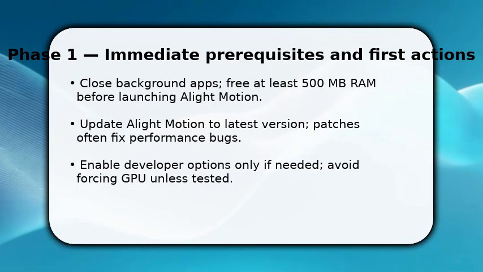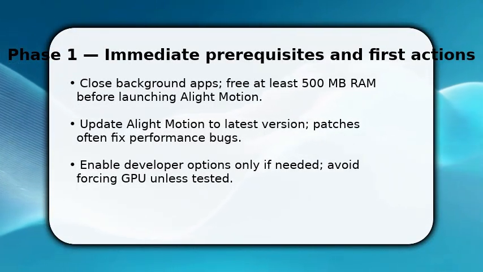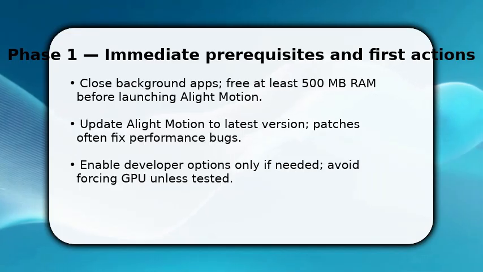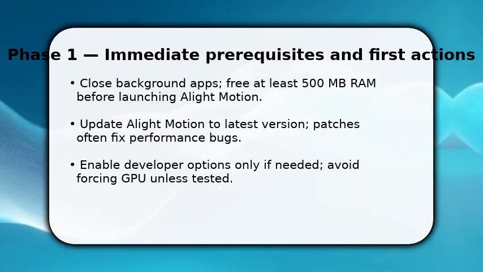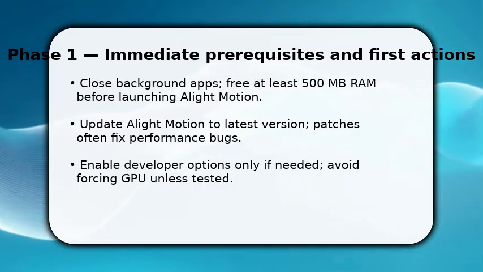You start by preparing the device and app. Close heavy background apps and free at least 500 MB of RAM because Alight Motion needs headroom to render smoothly. Once done, update Alight Motion to the latest release. Developers fix performance bottlenecks regularly.